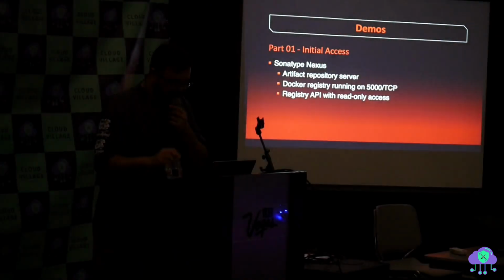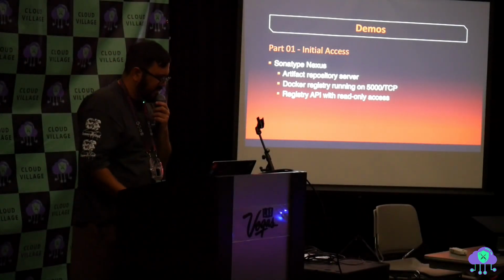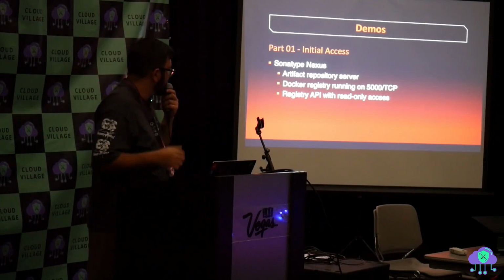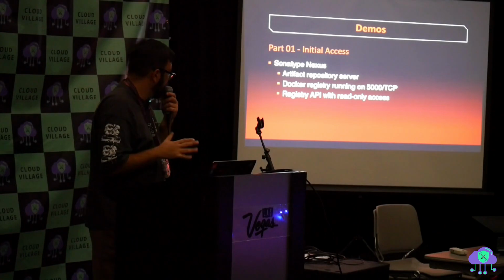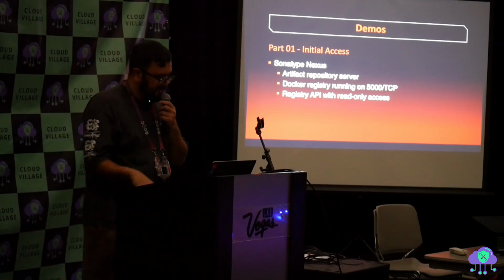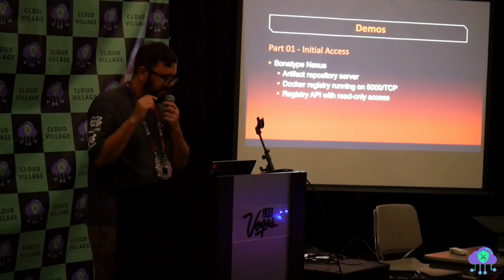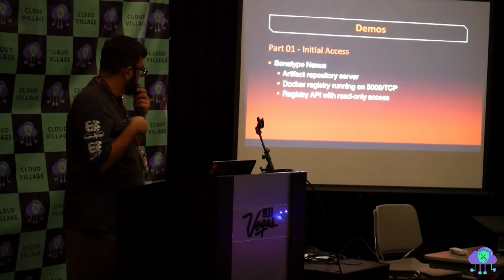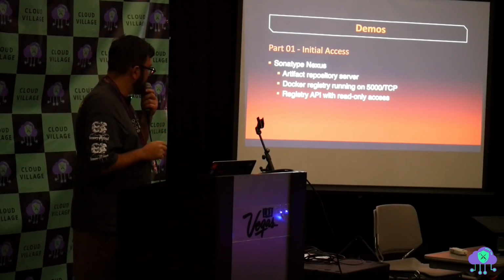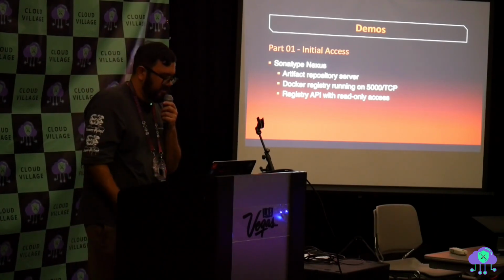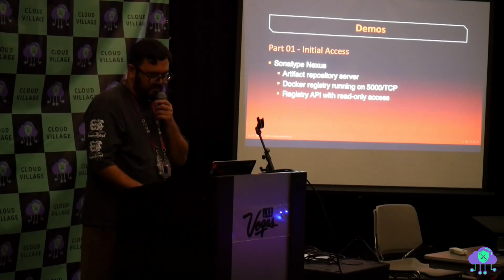Okay, so for the first part, the initial access, the first target is going to be Nexus. If you don't know Nexus, Nexus is an artifact repository server. It's actually very popular in Brazil. A lot of Brazilian companies use it. In the videos, there is also a Docker registry running on port 5000. And for the demos, I'm assuming that I have at least read-only access to the registry API, and that's actually very common. I have seen this in a lot of different pen tests.